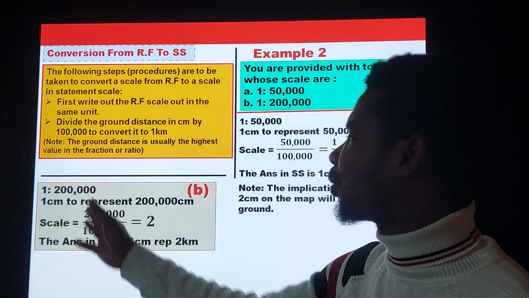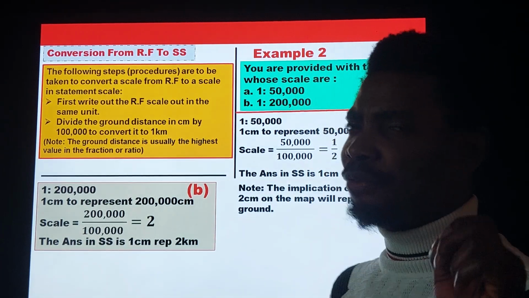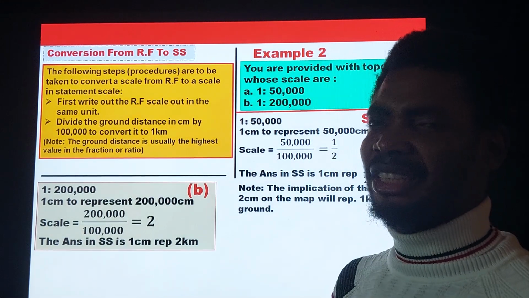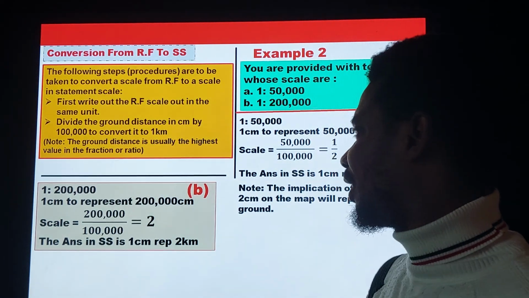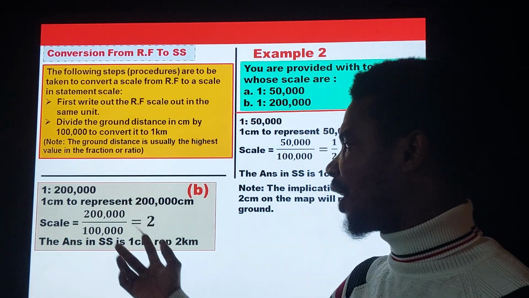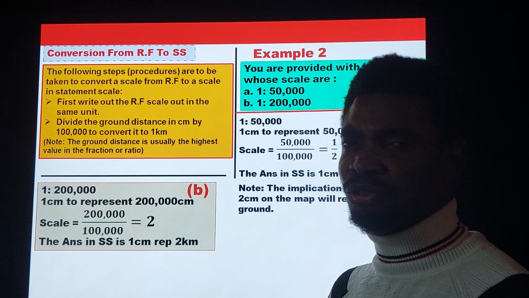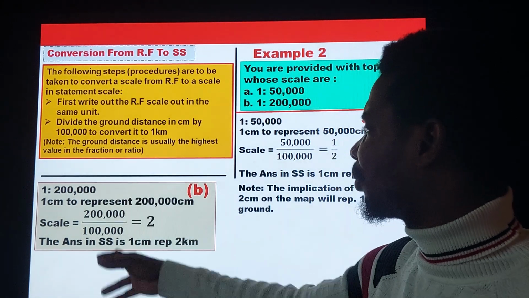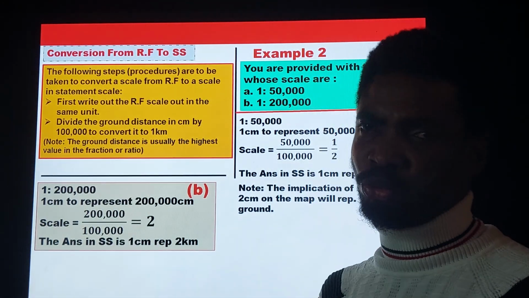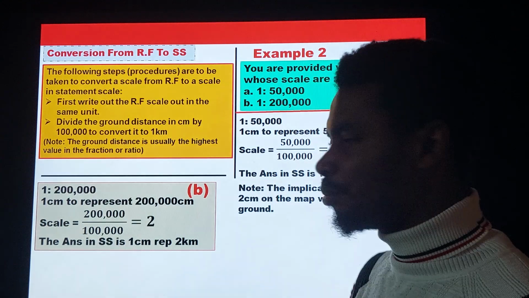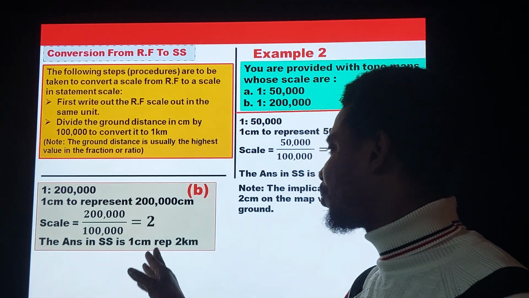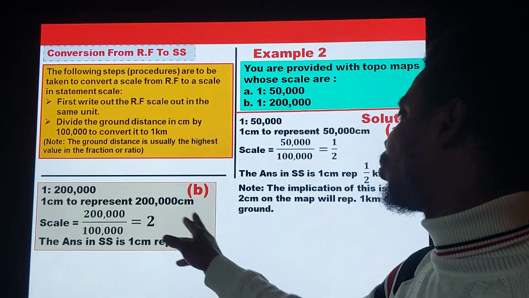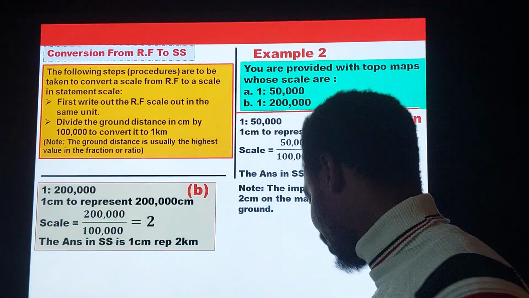one says 1:200,000. Don't forget that 200,000 is the same thing as 2 kilometers. So you just say 200,000 divided by 100,000. If you cancel the zeros, you will be left with 2. So the answer is simple. It means that 1 centimeter on the map represents 2 kilometers on the ground. Alright.